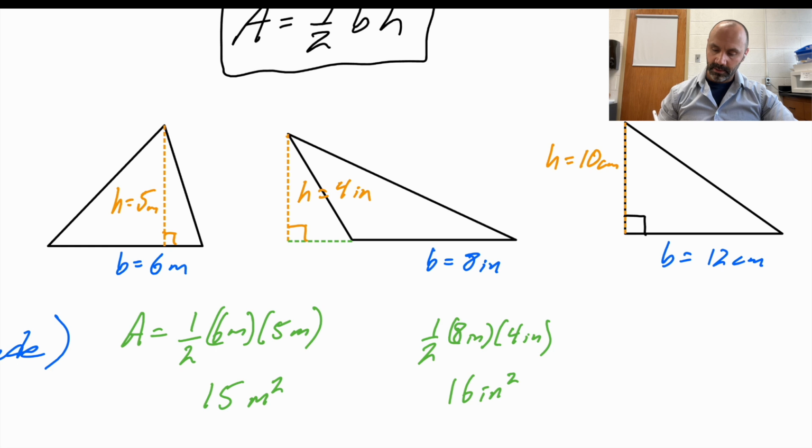And then this last triangle, again, 1/2 base times height. So 1/2 of 12 centimeters times 10 centimeters. 1/2 of the base times the height. So half of 12 is 6. 6 times 10 is 60 centimeters squared.